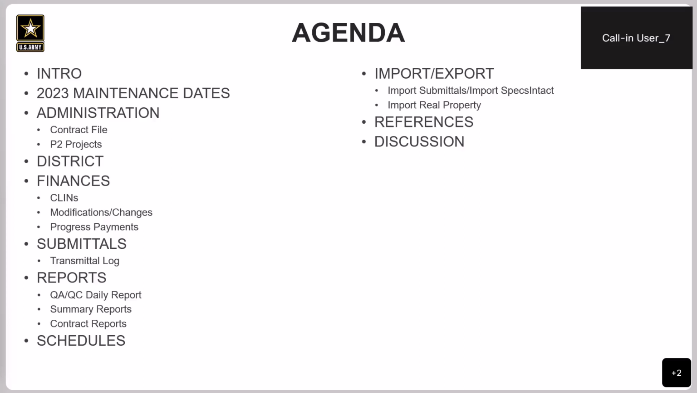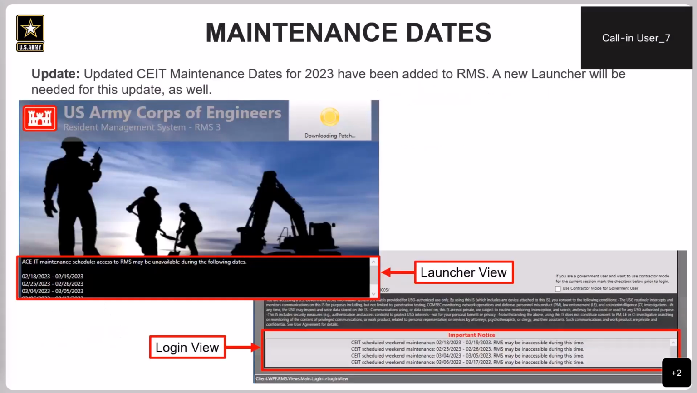Next, we'll look at fixes and updates to finances, specifically CLINS, modifications and changes, and progress payments. We'll also briefly touch on submittals to look at the transmittal log, report fixes and updates for schedules, and some updates made to the import and export module.